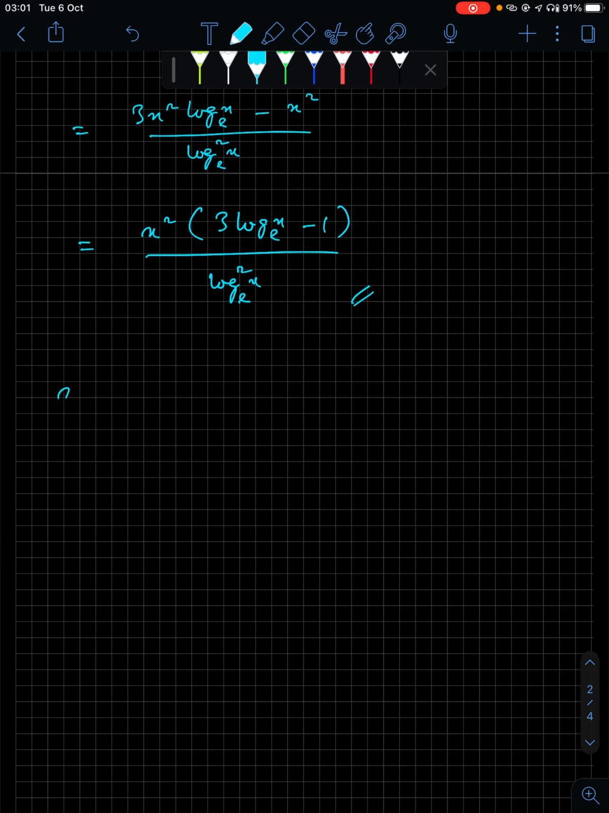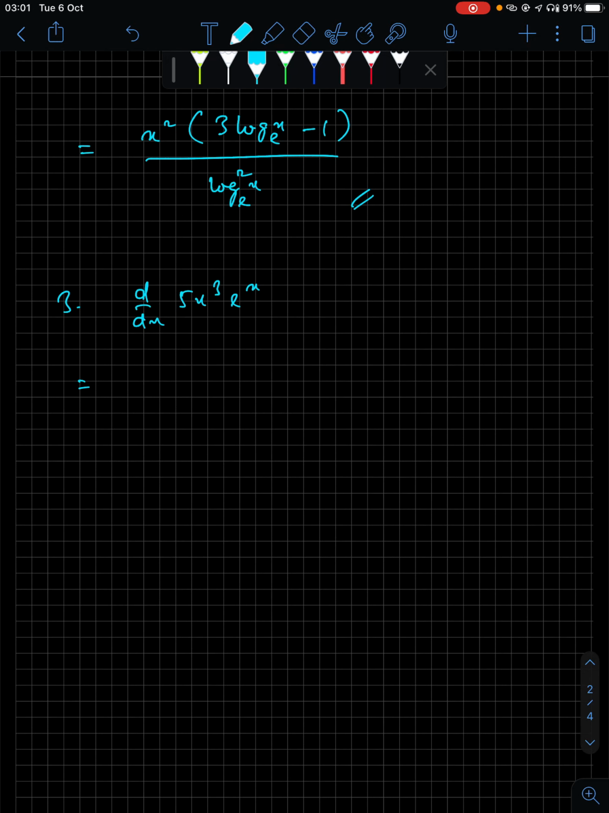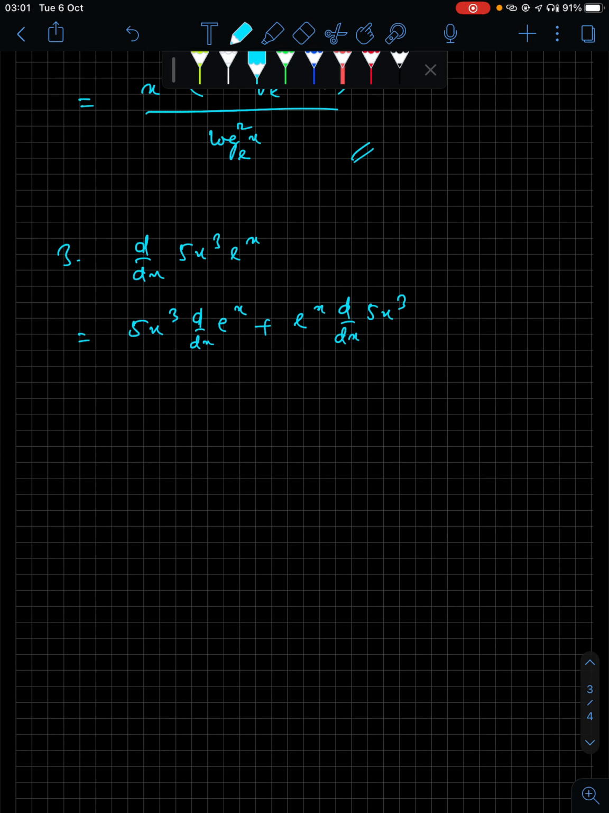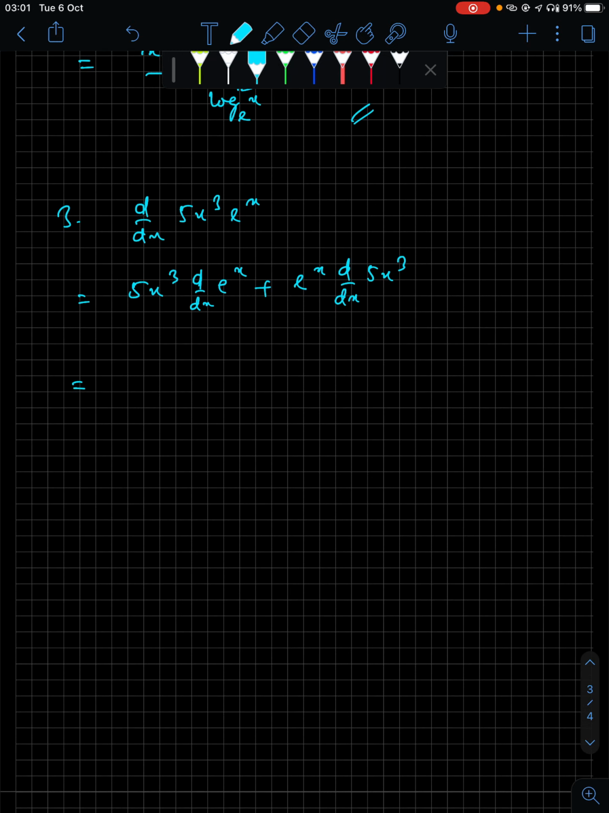Question number 3, ddx of 5x cube e to the power x. 5x cube is u, e to the power x is v. So 5x cube ddx of e to the power x plus e to the power x ddx of 5x cube. Look, you have to continuously cross-check with the formula which I am reading out. You have to cross-check with your chart or with the formula copy that you have prepared. In that manner, you will recall these formulas for a long time. Otherwise, you'll forget them. So the formula for ddx of uv is u ddx of v plus v ddx of u. That's what we have written.